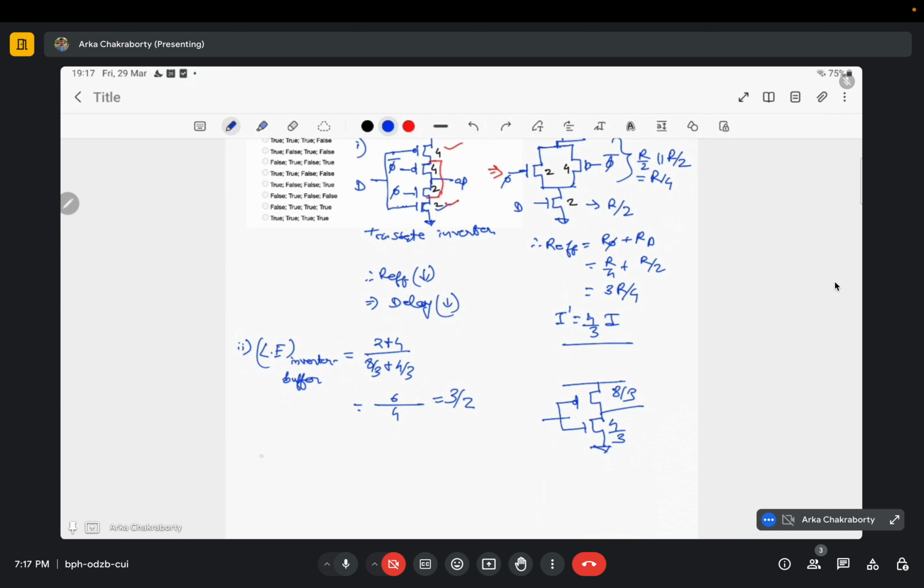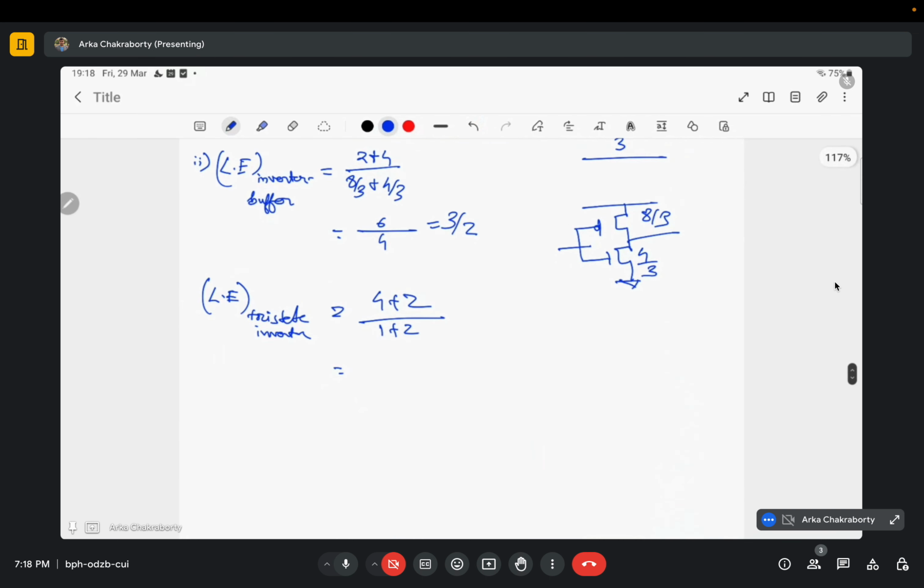So for logical effort for tri-state inverter, it will be 4 plus 2 by... this is the benchmark for inverter buffer. For tri-state it would be how much? 1 and 2. So 1 plus 2, 3. So 6 by 3, sorry, 6 by 3 is equal to 2. Correct?